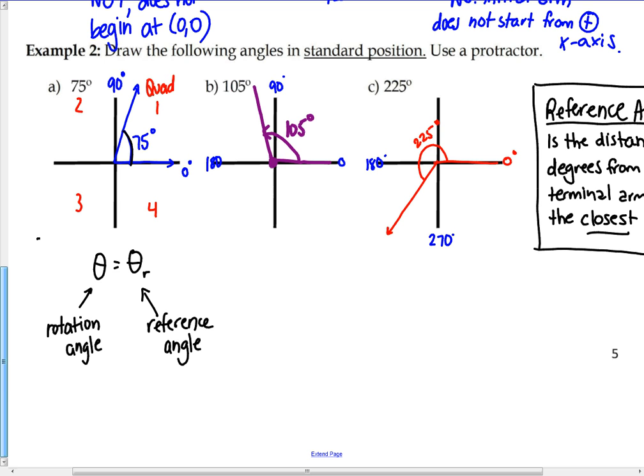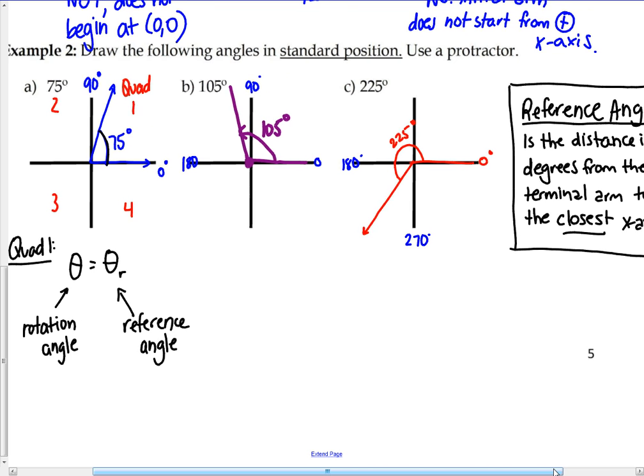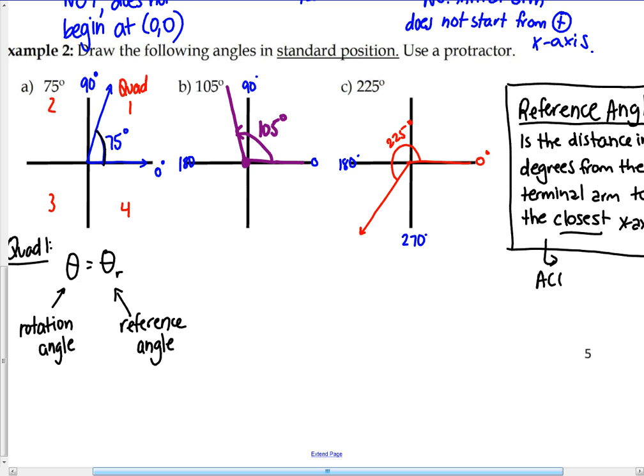So whenever we're in quadrant 1, the reference angle and the rotation angle are always the same. And the reference angle is always going to be an acute angle. So it's always acute. What does acute mean? Less than 90. Yeah, it's adorable, right? Because it's small, acute. Less than 90 degrees.